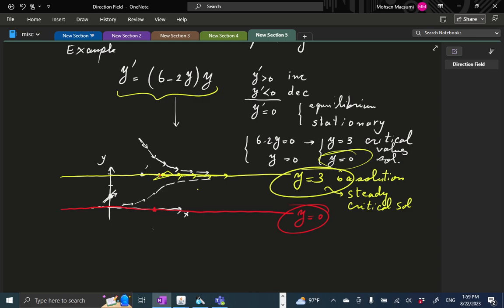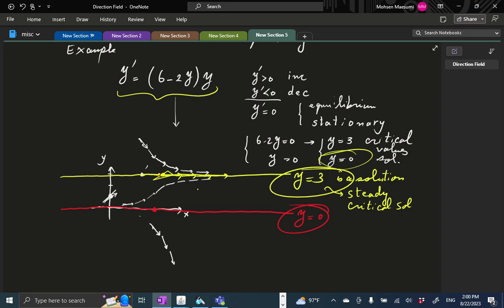Well, what if we were in this neighborhood? What if I was here? That is, y was a negative number. If y is a negative number, 6 minus 2y is a positive number, but y is negative, so the product of the two of them becomes negative. And that means if I'm below, I am going down. As I go down, my y increases. I go down even faster and faster, and that's what happens.